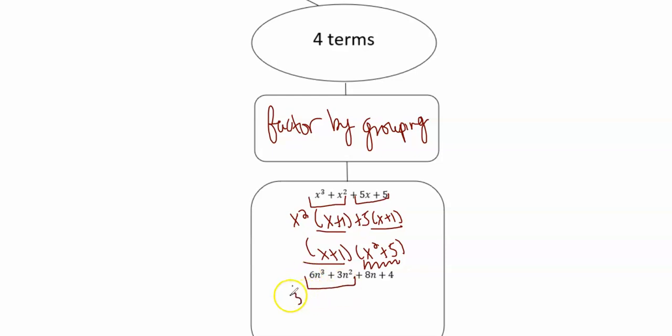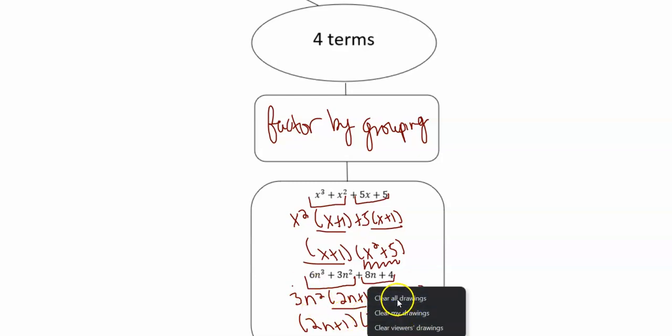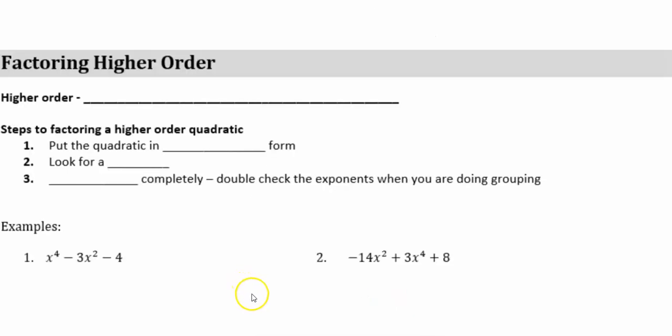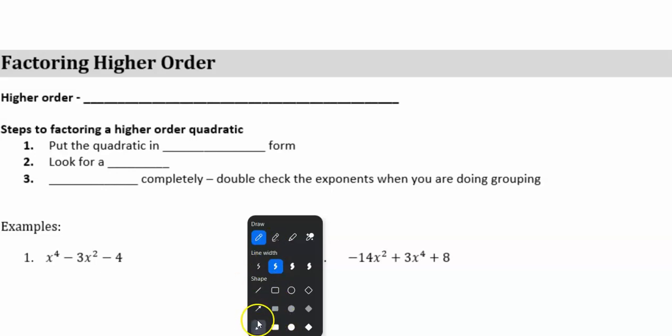These two have a 3n squared in common. These two have a 4 in common. So I can pull out my matching of 2n plus 1, and then I get 3n squared plus 4. Go ahead and flip to the back of your notes. So that's kind of a review of how we factor.